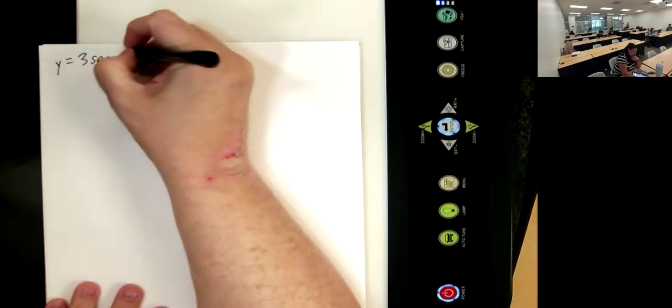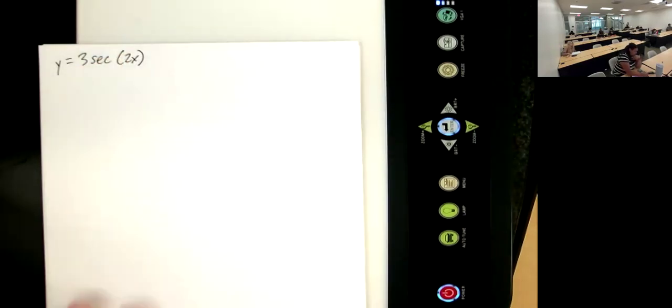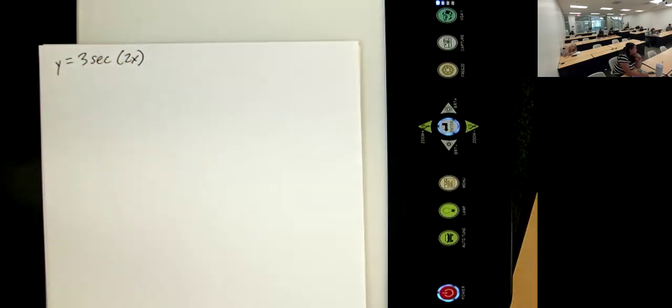So let's change it up. We'll add something to the amplitude and we're gonna alter our period a little bit first.